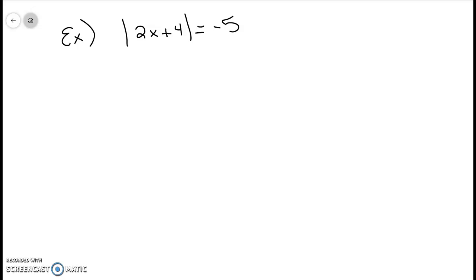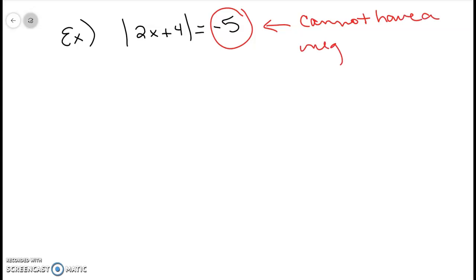This is one, notice where the absolute value, when you get it alone, it equals a negative number. Remember, it represents distance, okay? So we cannot have a negative distance, okay? So once you get that absolute value by itself, that means there is no solution if it equals a negative number.